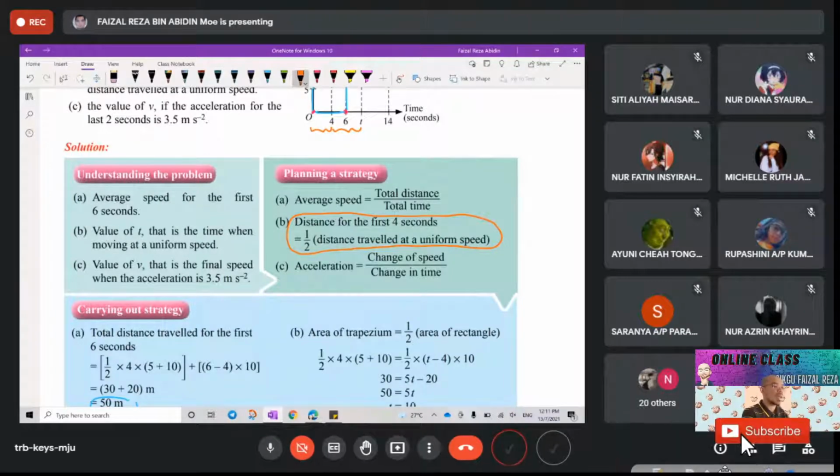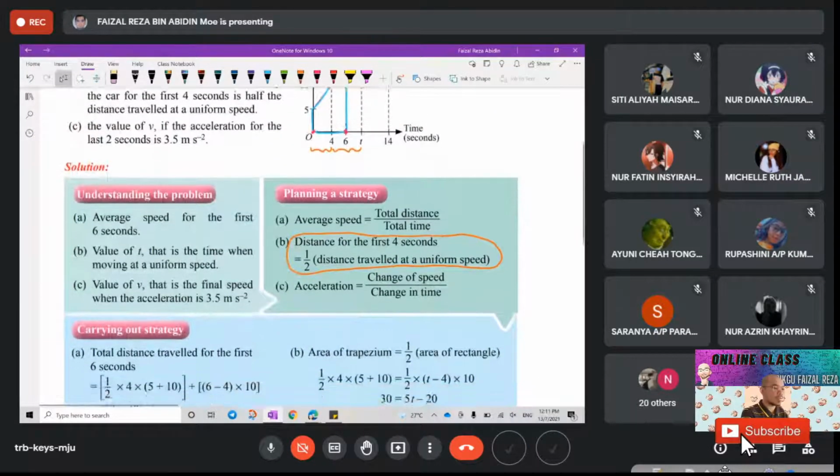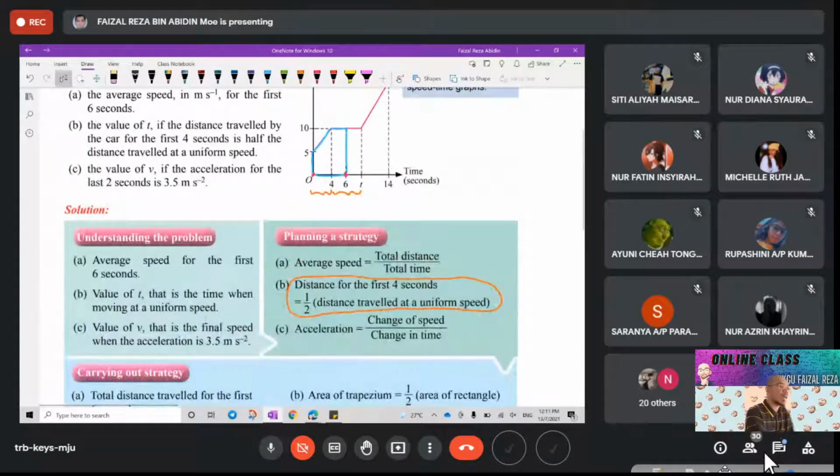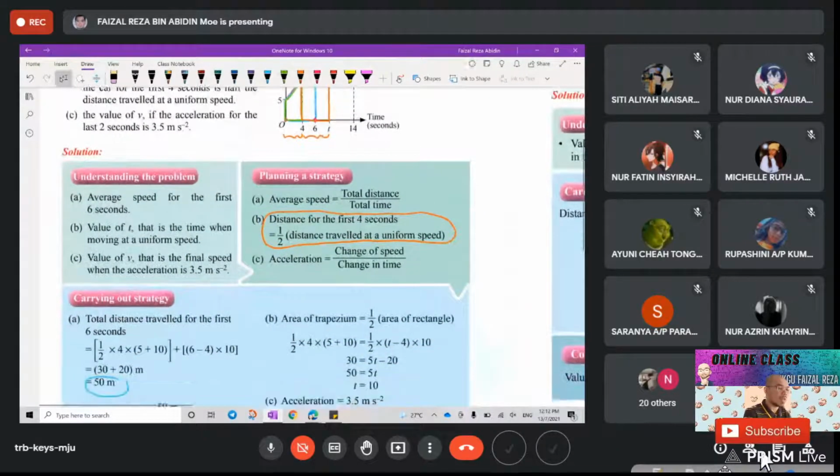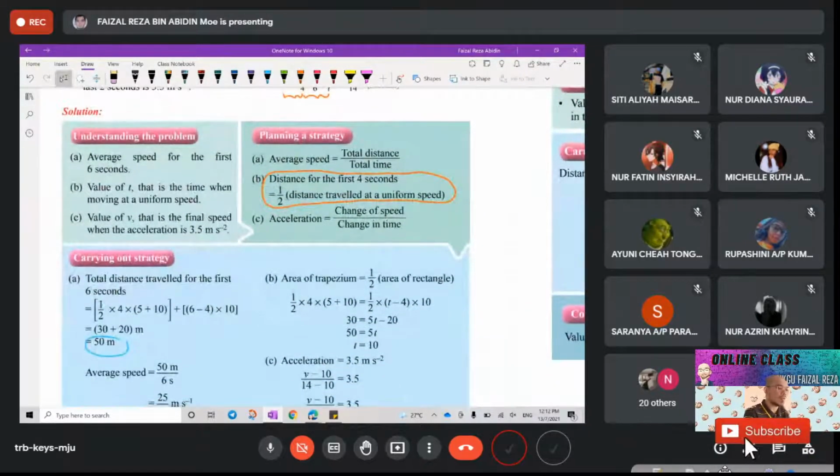So you can make your equation over here. You have two types: the total distance is going to be, the first one is your trapezium, and the other one is going to be your rectangle, the uniform speed. The area of the trapezium is going to be half the area of the rectangle. So you are going to have your T over there. Okay, T equals 10.